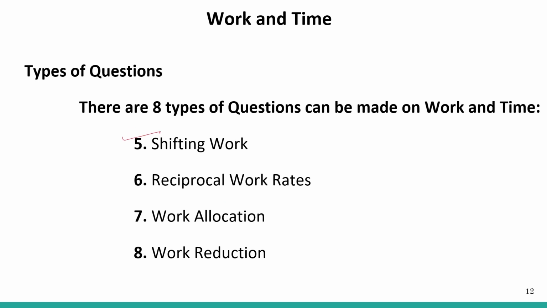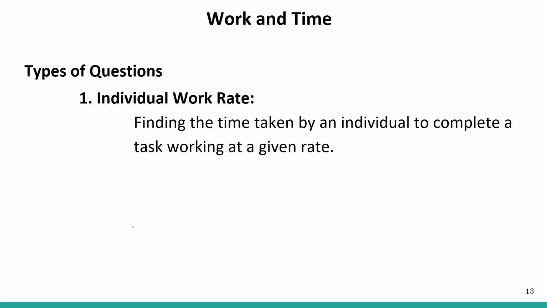The fifth kind of question is shifting work. What is shifting work? The sixth kind is reciprocal work rates. 7 is on work allocation and 8 is on work reduction. We will see each one in detail, so let's go forward with it.